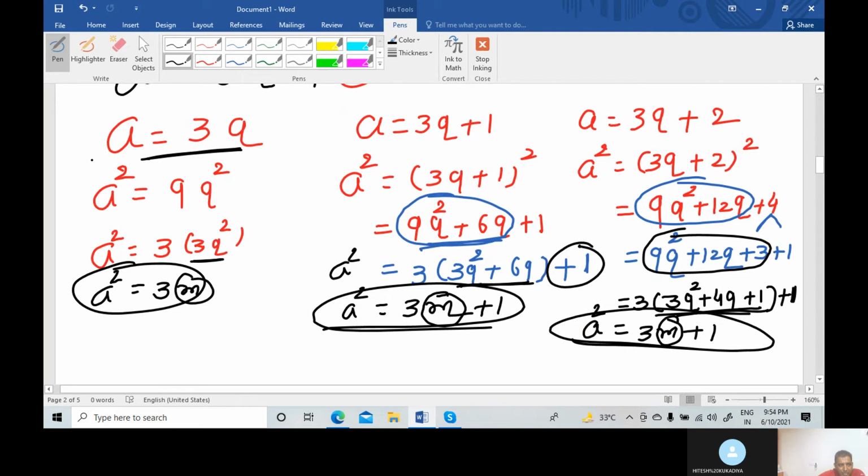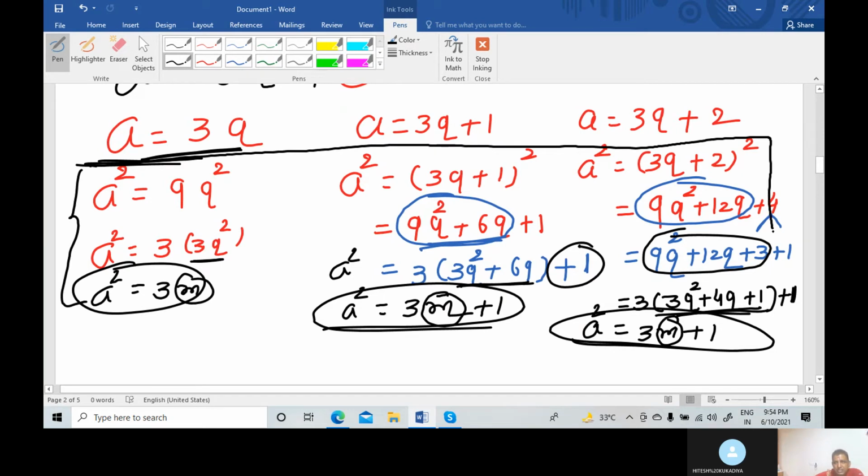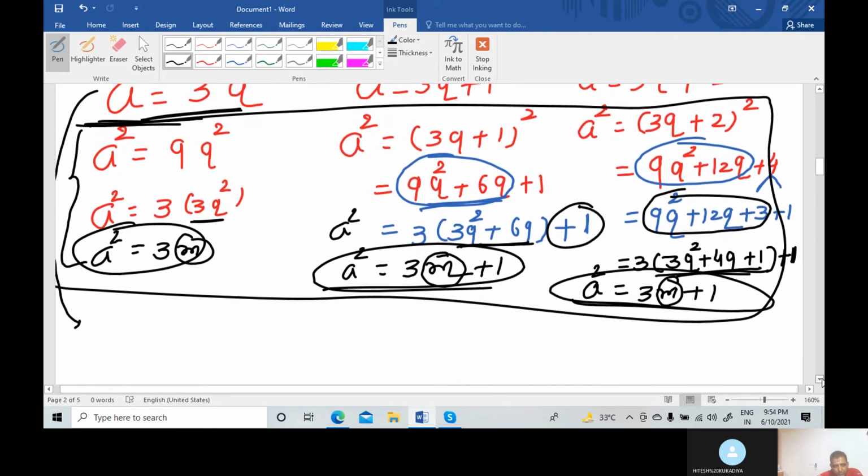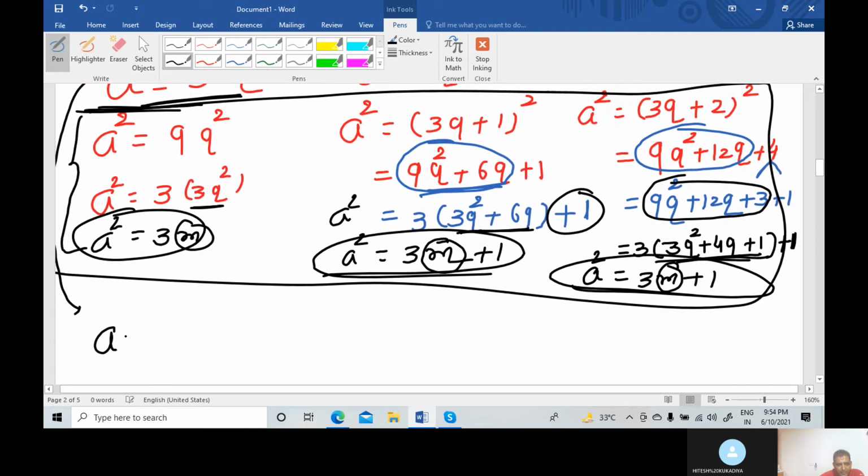Now up to here is the common method. This is question number 4. Now continue to question number 5. Again we repeat: a equals 3q, a equals 3q plus 1, and a equals 3q plus 2.